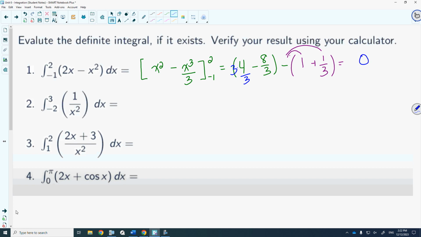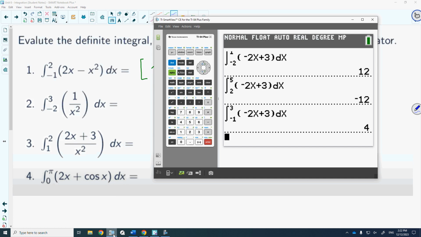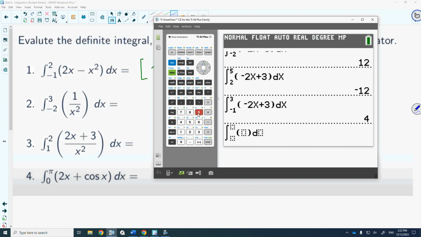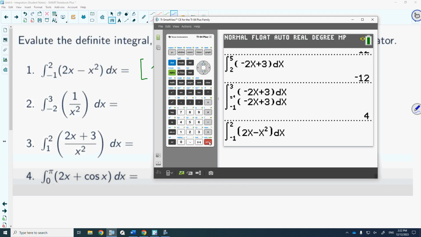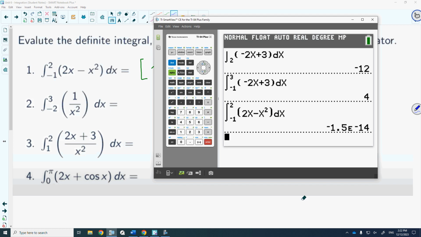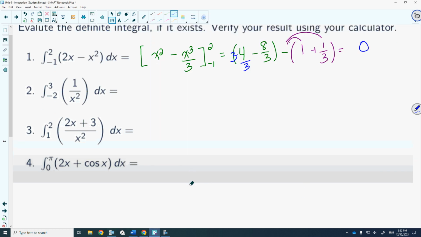Let's find our calculator. What's that? On the calculator? Oh, okay, yes. Yes, I didn't check this one. So from negative 1 to 2 of 2x minus x squared. Yeah, that's 0.